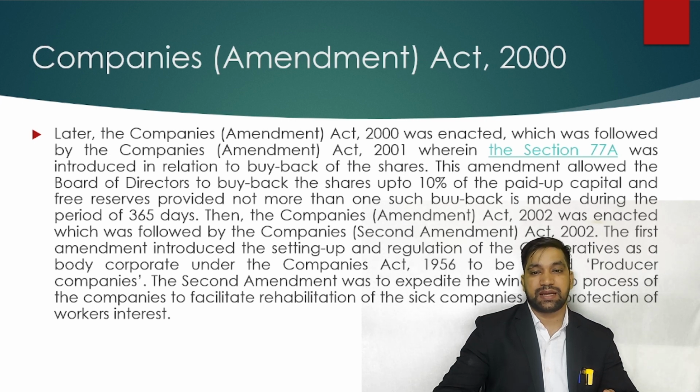Then the Companies Amendment Act 2002 was enacted, which was followed by the Companies Second Amendment Act 2002. The First Amendment introduced the setting up and regulating of cooperatives as a body corporate under the Companies Act 1956, called producer companies. The Second Amendment was to expedite the winding up process of companies, to facilitate the rehabilitation of sick companies and protection of the workers' interest.